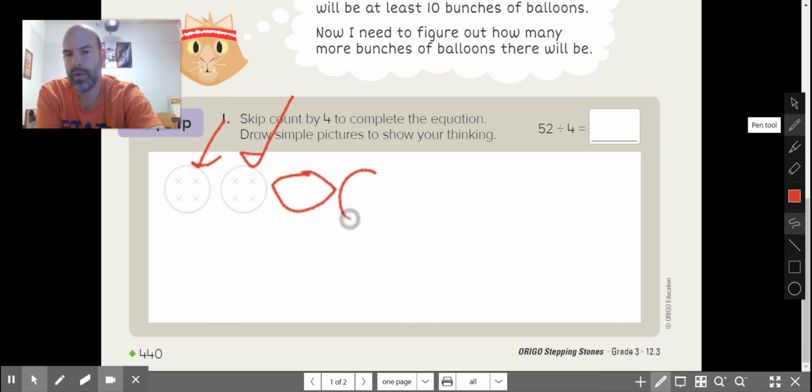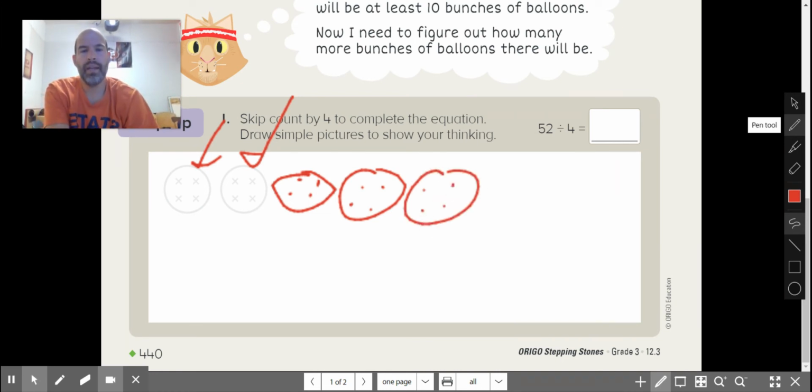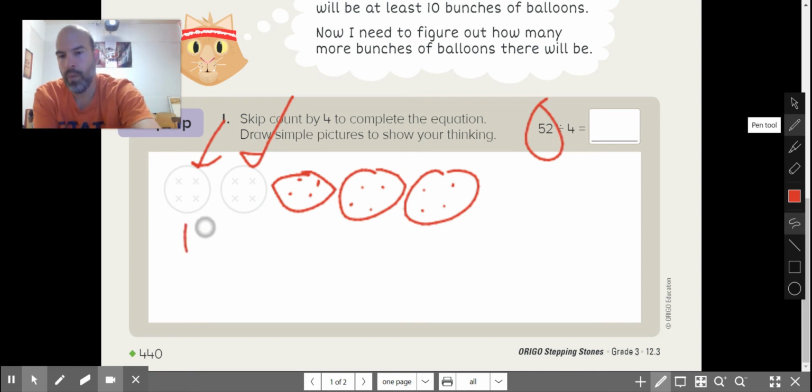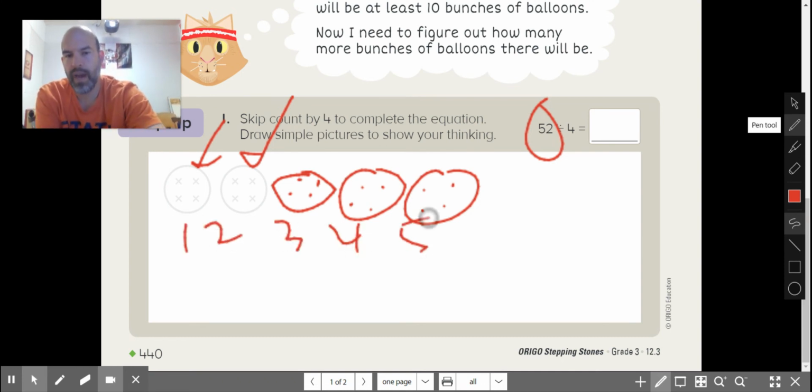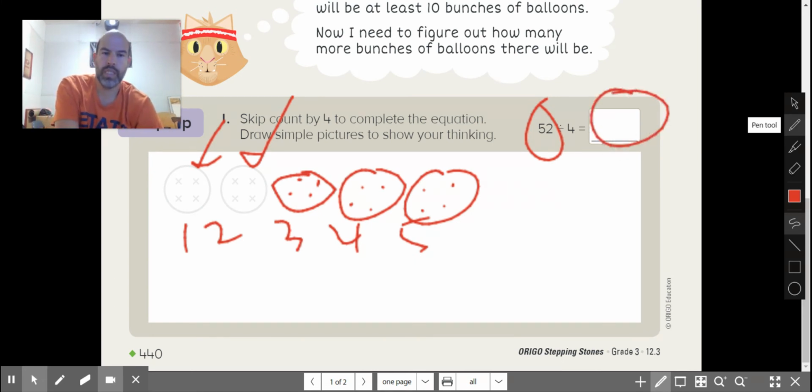So we would continue to make groups of 4, right? Continue to make groups of 4 until we had done 52 total marks in all the circles combined, right? And then we would go and we would count 1, 2, 3, 4, 5, and so on and so forth until we had all of those circles that had dots in them, and we're going to write our quotient here.